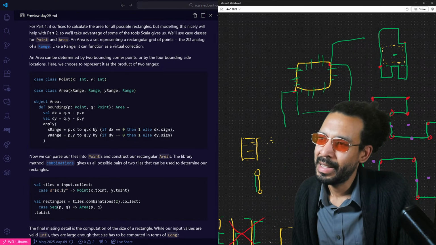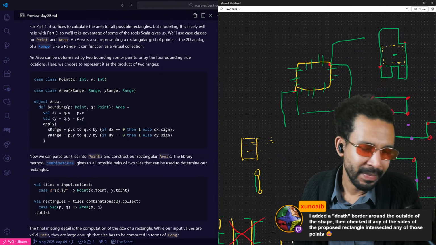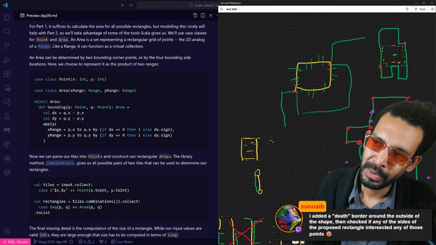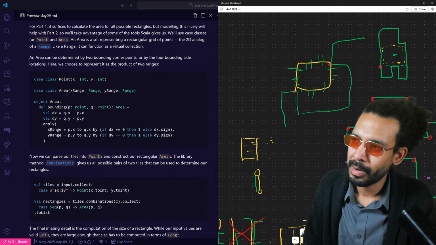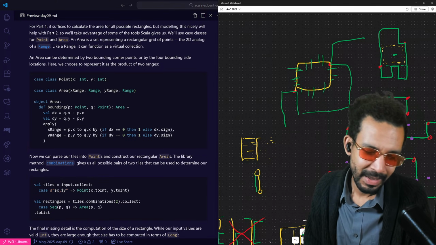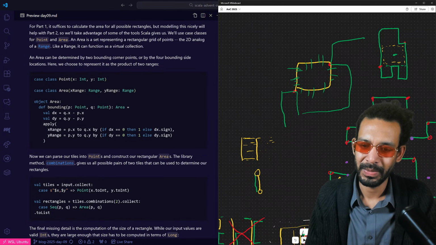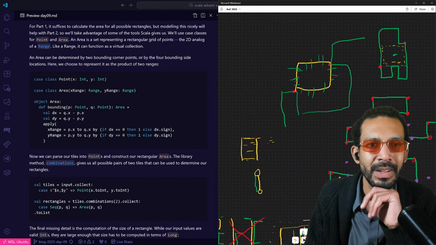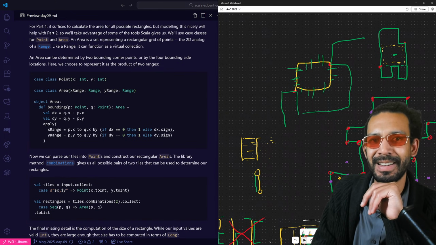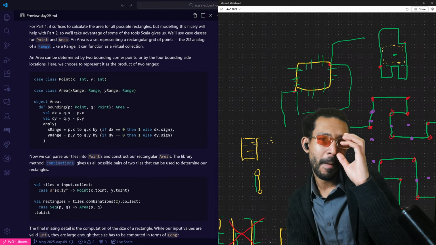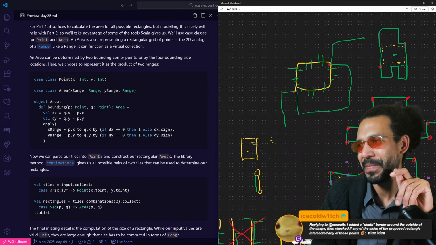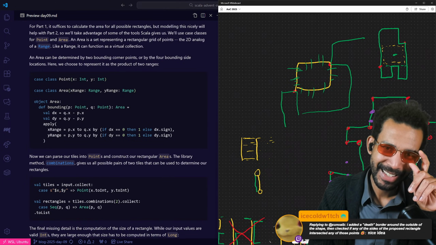I'm gonna call it a night. I'm gonna do some reading, do some thinking on this puzzle, and when I log on next, maybe tomorrow afternoon, maybe tomorrow right before the problem, then I will finish off part two. You added a depth border around the outside of the shape, then checked if any of the sides of the proposed rectangle insert intersect with any of those points. Oh, okay, yeah. Makes sense. You didn't need to, but it works.